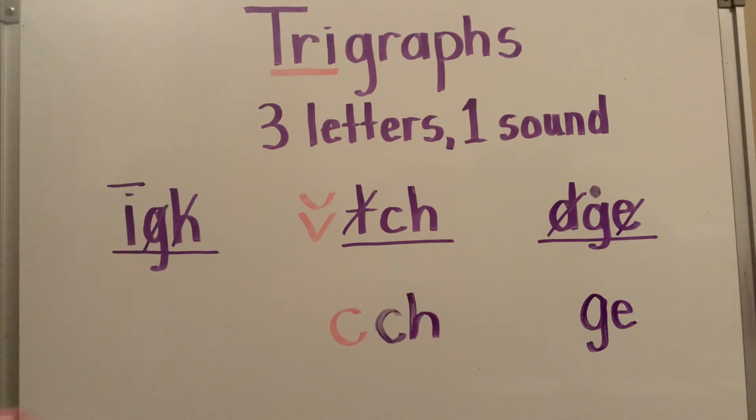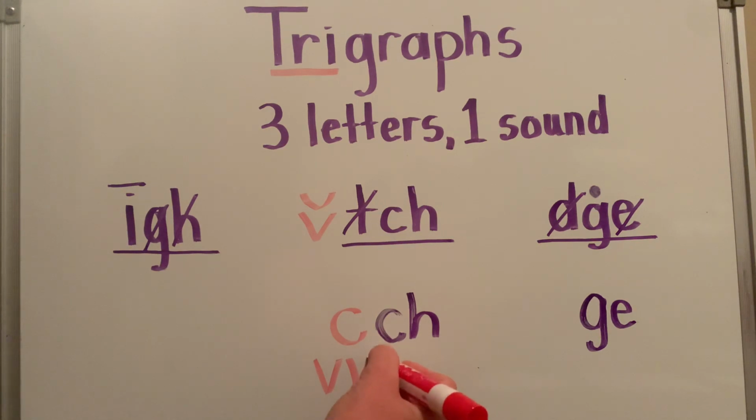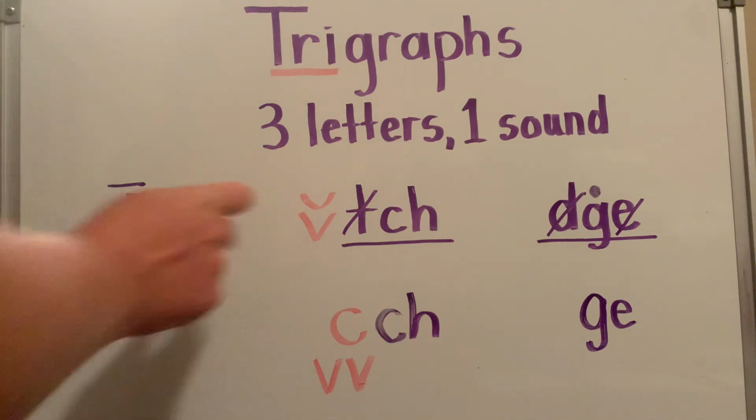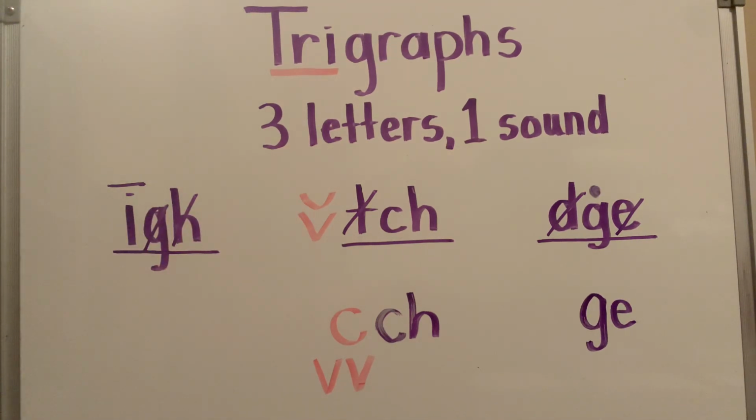Or after a vowel digraph or a diphthong, like OO. Like in scooch. Can you please scooch over a little bit? That OO sound. Or OU, like couch or pouch. So we know it's a TCH when we have a short vowel right before it. Now, what about DGE and GE?